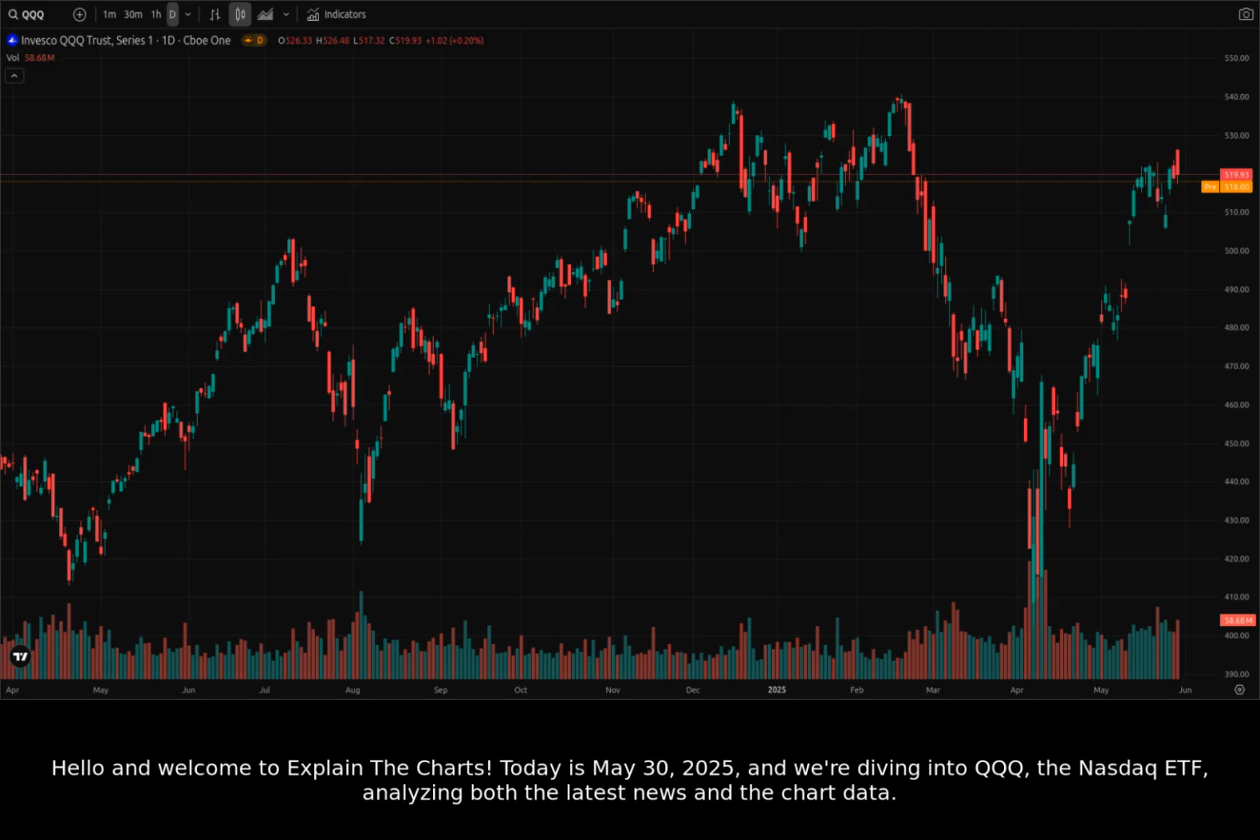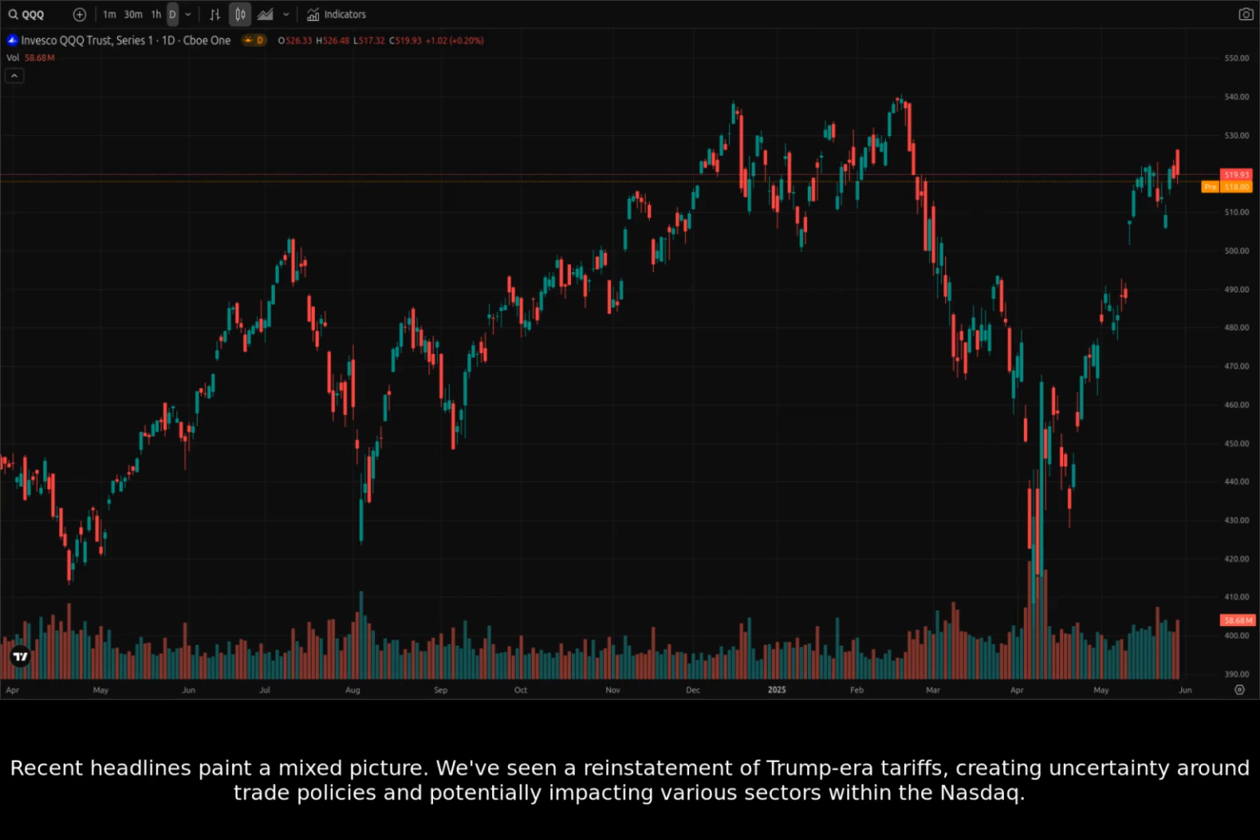Today is May 30th, 2025, and we're diving into QQQ, the Nasdaq ETF, analyzing both the latest news and the chart data. Recent headlines paint a mixed picture. We've seen a reinstatement of Trump-era tariffs, creating uncertainty around trade policies and potentially impacting various sectors within the Nasdaq.